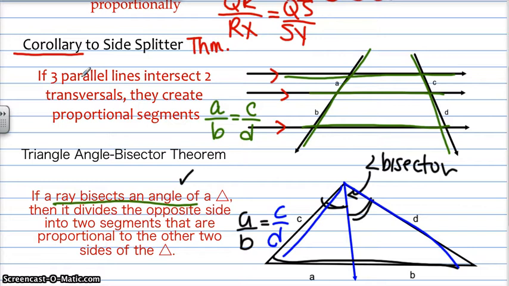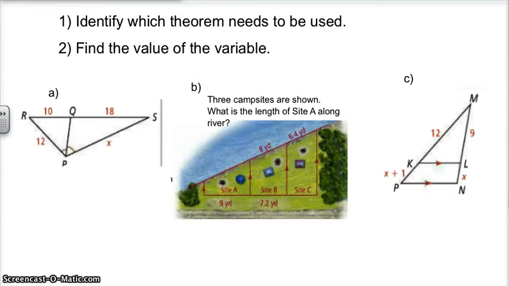Knowing what we know about proportions, they can be set up in different orders. What you're looking for when you set up a proportion is that your diagonals match. I have a couple of examples for you. I'm asking you to identify which theorem needs to be used and then to find the value of the variable.